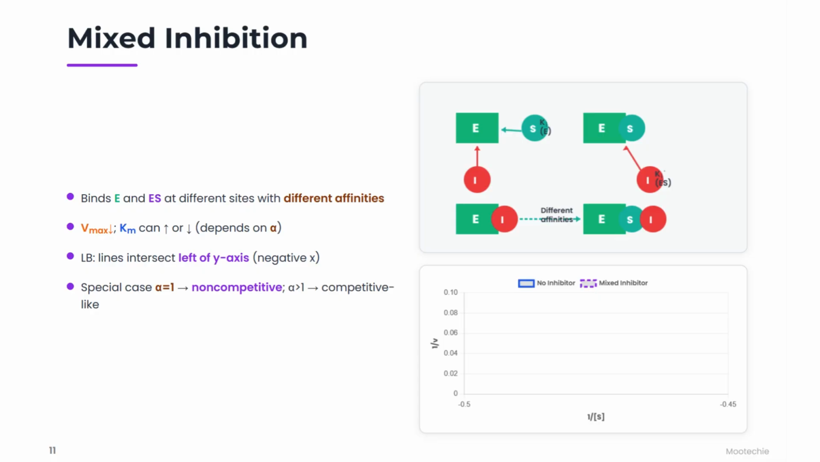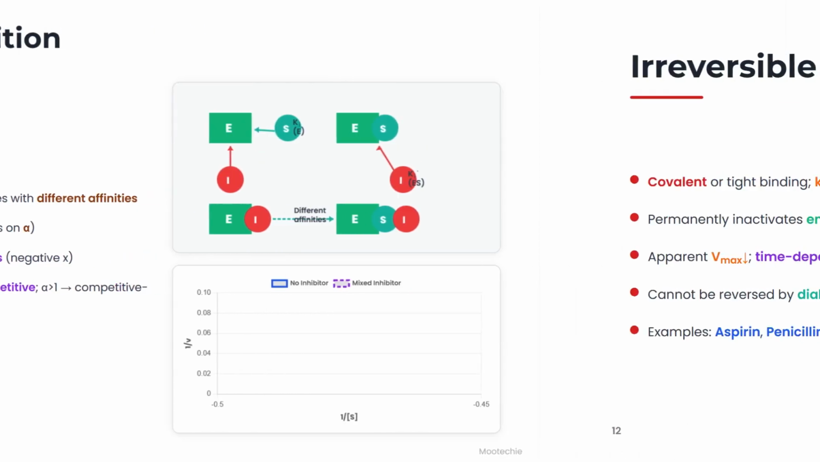A special case is when alpha equals 1, which is identical to noncompetitive inhibition. If alpha is greater than 1, it appears more competitive-like. The slide includes a small graph showing lines for no inhibitor and mixed inhibitor intersecting in the left quadrant.